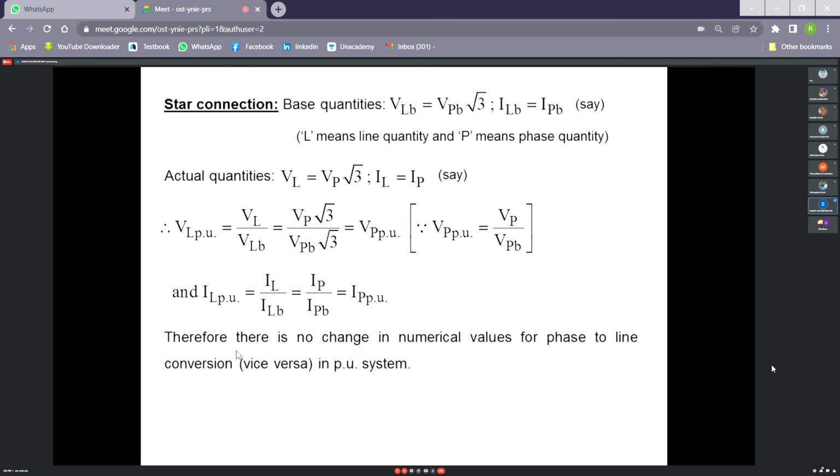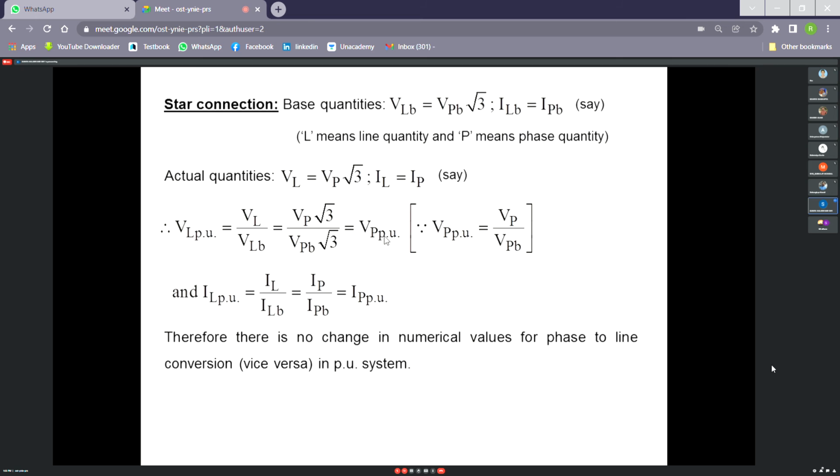So actually, there will be no change in numerical values for phase to line conversion. If the line quantity comes 0.9 per unit, the phase quantity will come 0.9 per unit. When you are converting a system to per unit, at a node, say you are getting voltage 0.9 per unit. If at that node the rated voltage is 11 kV, then obviously the voltage at that node will be 0.9 into 11, that means 9.9 kV, right? 9.9 kV is what? Line to line. Now if you divide it by root 3, it will be the phase value.